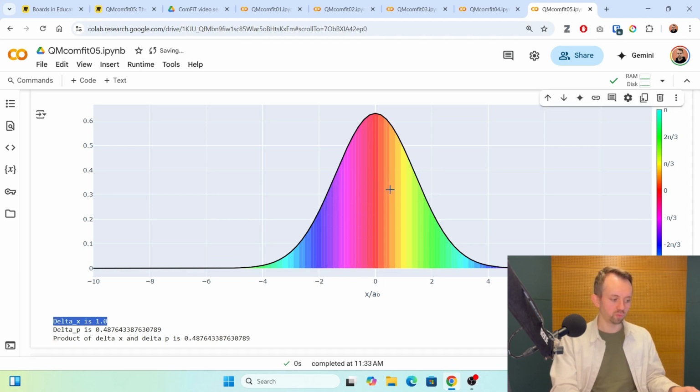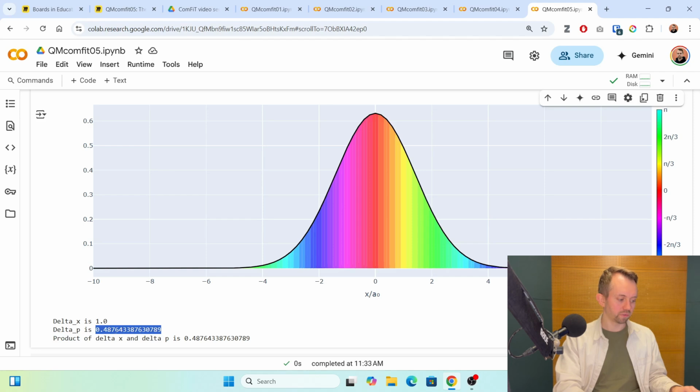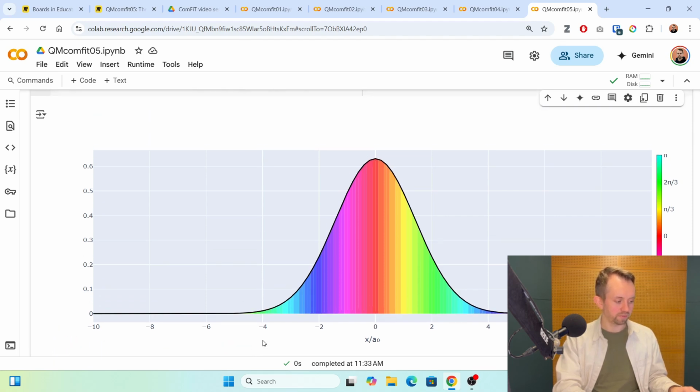and we see that delta x, meaning the uncertainty in the x position, is 1, which is how wide this Gaussian wave function is. And we see that if we measure this many times over, we're going to get a variance in where the position is. And we're also going to get different results for the momentum if we try to measure that momentum, and that's given by delta p. But the product of those two uncertainties is 0.487.